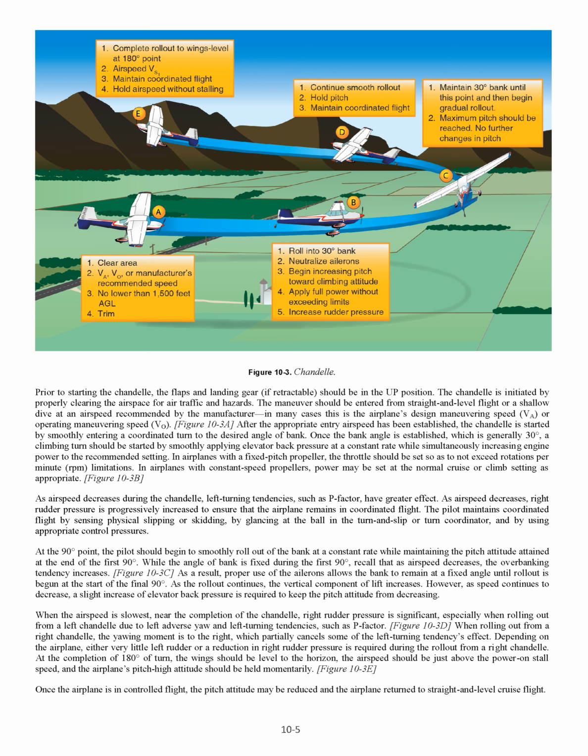At the completion of 180 degrees of turn, the wings should be level to the horizon, the airspeed should be just above the power on stall speed, and the airplane's high pitch attitude should be held momentarily. Once the airplane is in controlled flight, the pitch attitude may be reduced and the airplane returned to straight and level cruise flight.